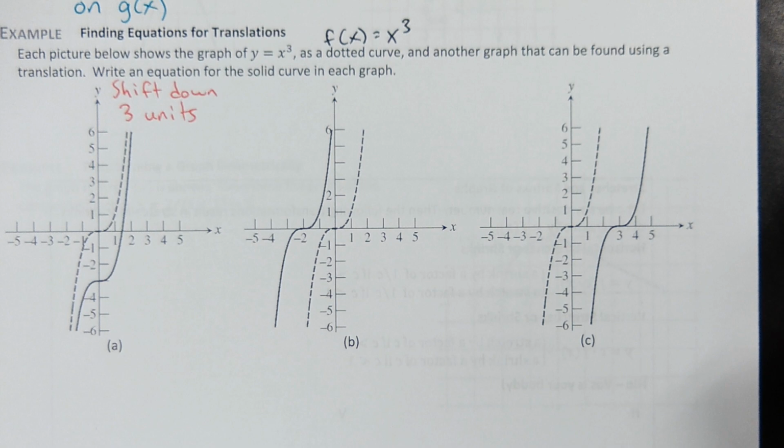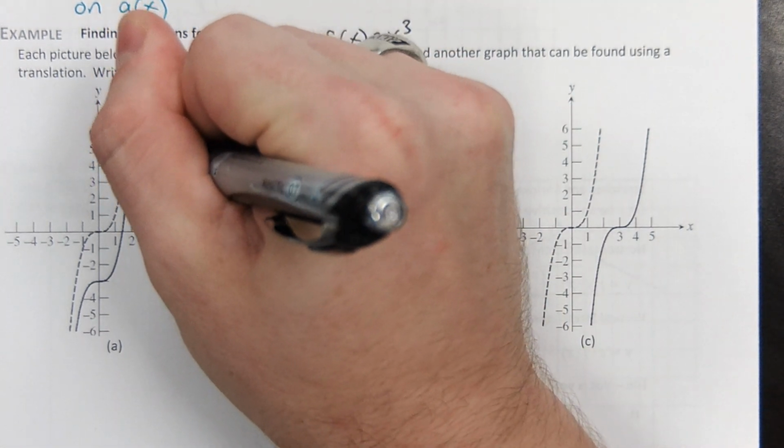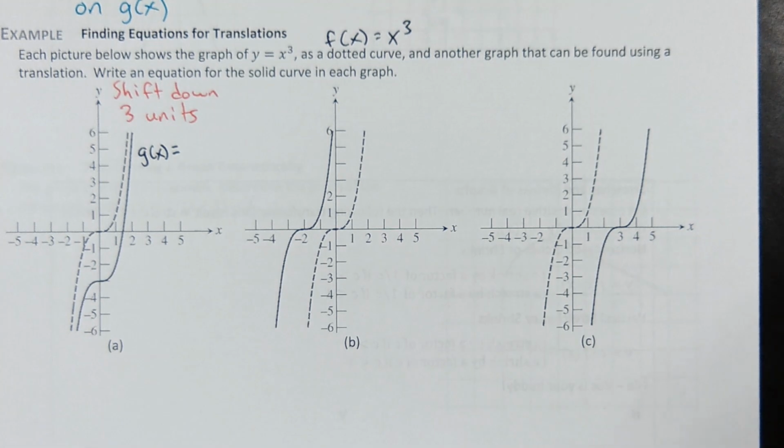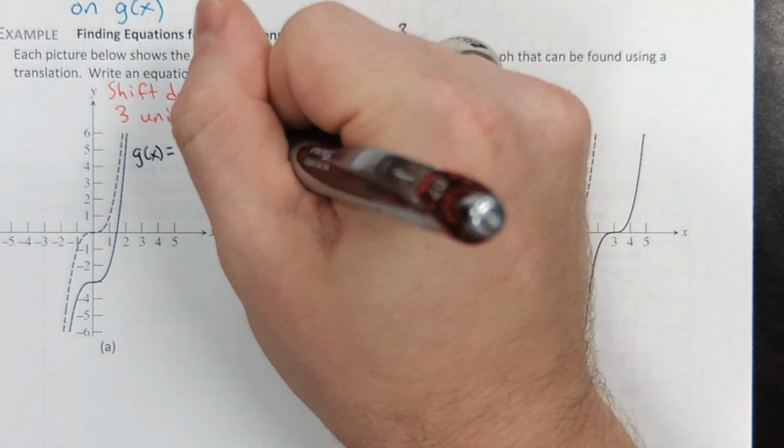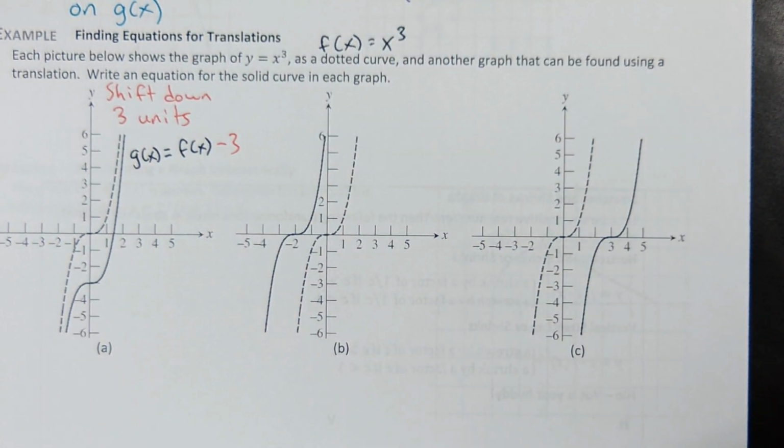Now I need somebody else that could turn that shift down 3 units description into a function notation rule. We will call this one g of x. Daniel Q., what would be the function notation rule for shift down 3 units? On the outside, I like how you said that. Yep. Because this is a vertical shift, technically we're supposed to say vertical translation down 3 units. Shift down 3 units is good enough for me.